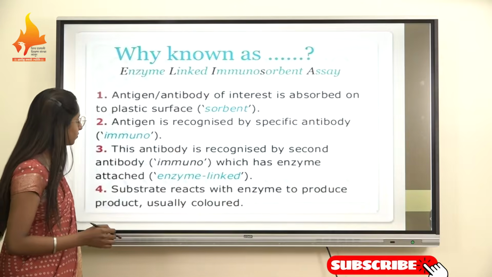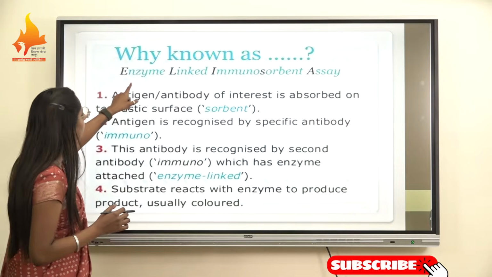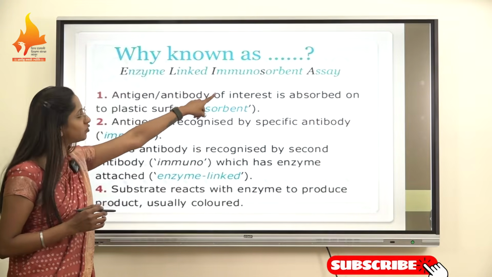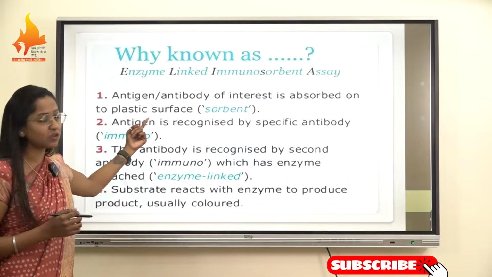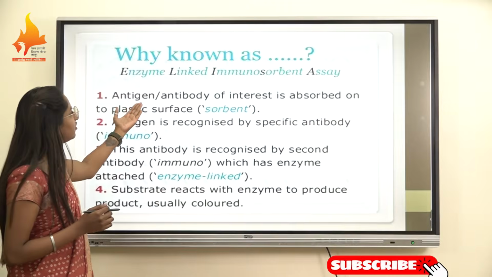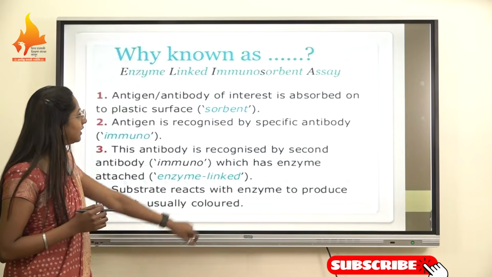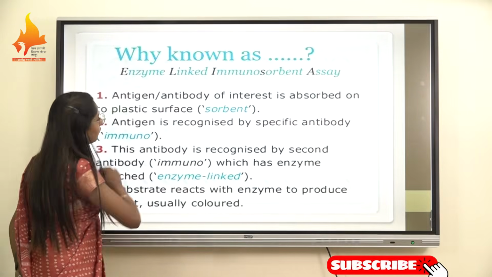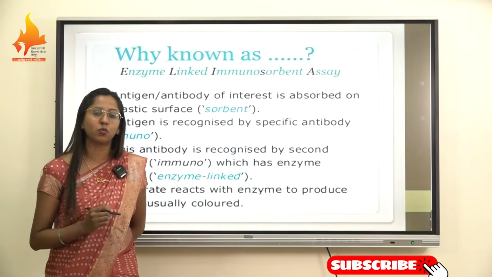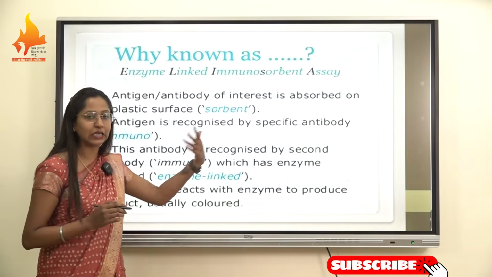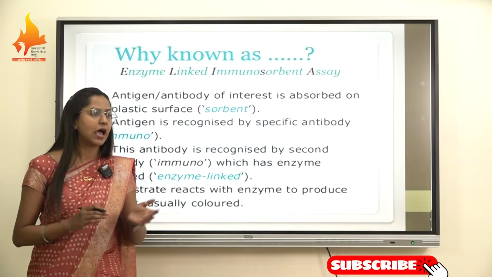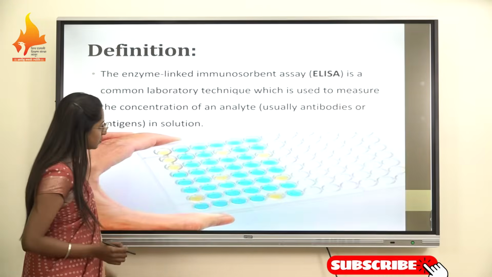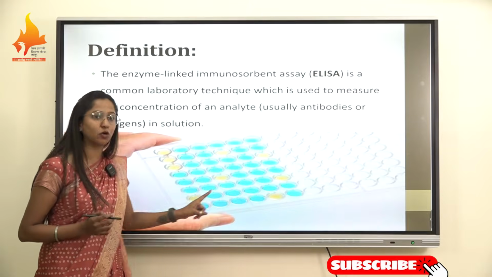Moving forward, if you break down this term, enzyme-linked immunosorbent assay, what does it mean? Sorbent means, as you can see on the screen, that an antigen or antibody of interest is absorbed on a plastic surface. Plastic surface means, when we look in detail at the types of ELISA, there are basically 4 types, and for that purpose you require this microtiter plate.